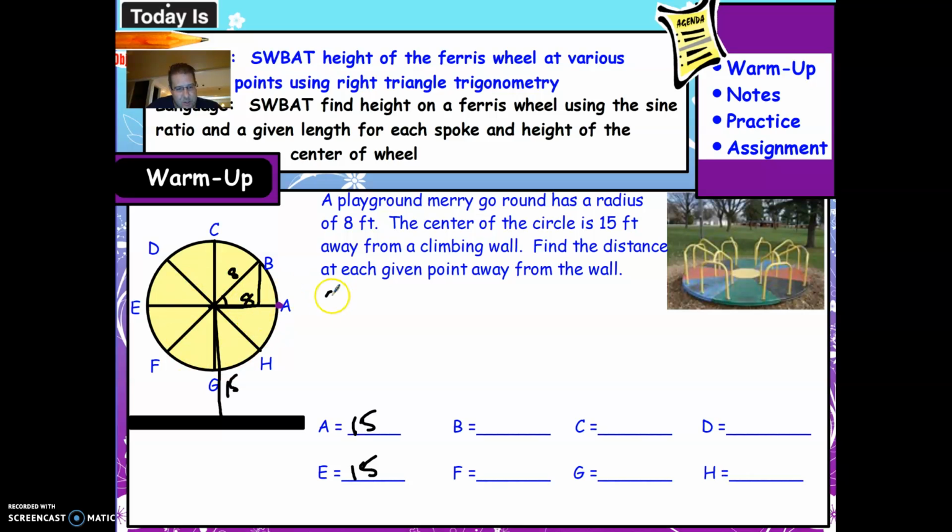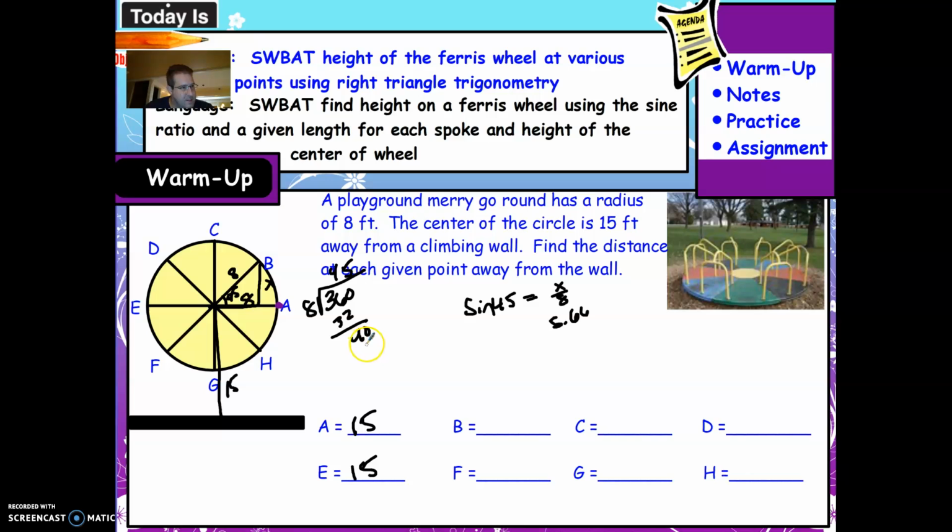So now if we have 8 sections, there's 360 degrees in a circle, and if you divide that by 8, then you're going to get 45 degrees. So we know sine of 45 degrees is equal to x right here, which is the height of B, over 8. So then I can do 8 times sine of 45. Remember, check to make sure that you're in degrees and not radians. I'm getting 5.66, if I round it to the nearest hundredth.